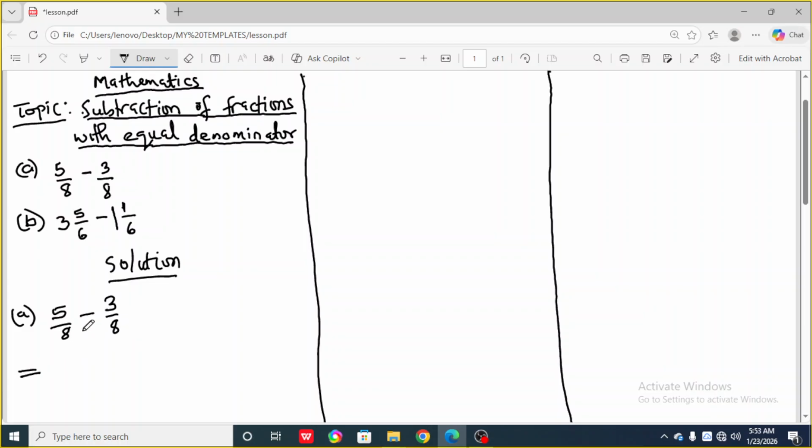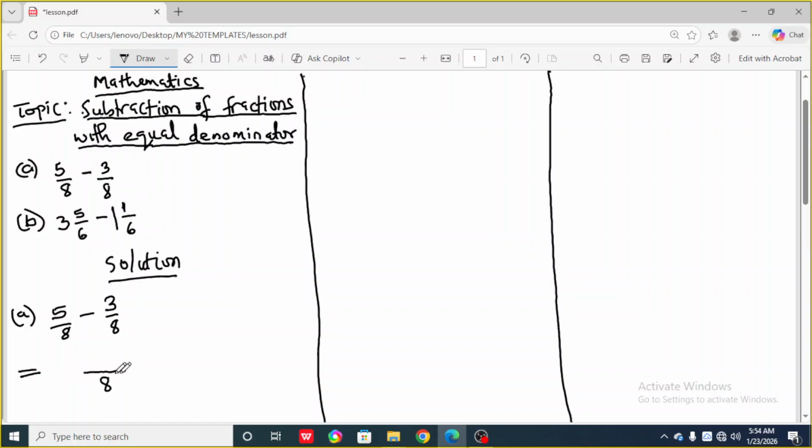Whenever we are doing subtraction or addition of fractions with equal denominators, if we look at the two fractions, they have the same denominator. The denominator is the down part of a fraction, while the numerator is the upper part of a fraction. So their down part is having 8 and 8. Whenever you have fractions whose down sides are equal, the fraction can be solved by taking one of the denominators. In this case it is 8.